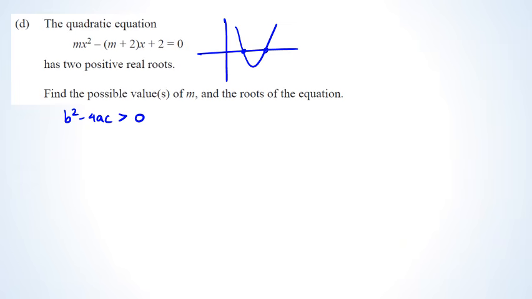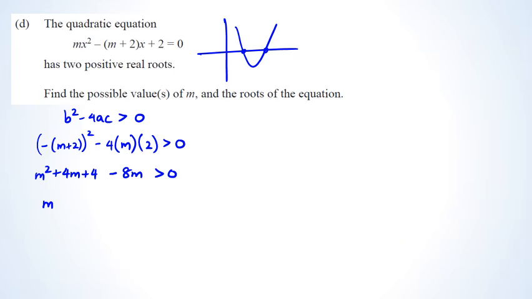So that's what I'm going to do. I'm going to do b squared minus 4ac is greater than 0. So I've got negative bracket m plus 2 whole squared, that's what b is, minus 4 times m, because that's what a is, multiplied by c, which is 2, and this has to be greater than 0. When I expand m plus 2 squared, I get m squared plus 4m plus 4 minus 4m times 2 is 8m, and that is greater than 0. Simplifying this, I've got m squared minus 4m plus 4, and it has to be greater than 0.